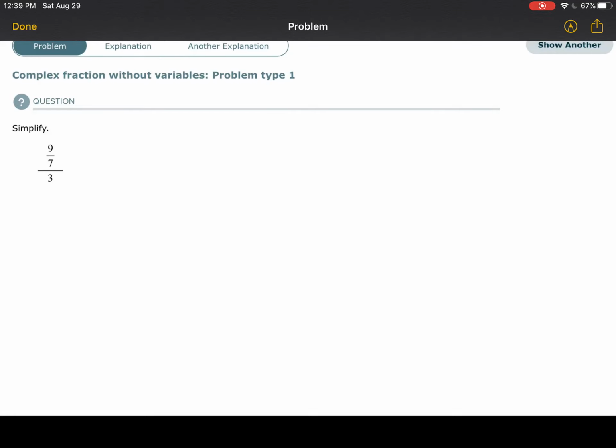Okay, so this video is going to talk about complex fractions without variables, and this is the first type of problem that you could see with this question. A lot of people look at this and they're like, oh my god, I don't know what this is. Why is a fraction in a fraction?